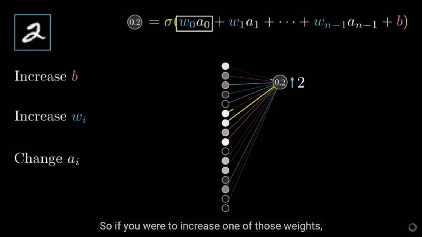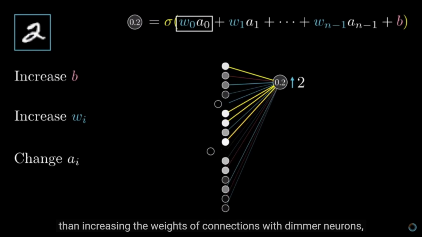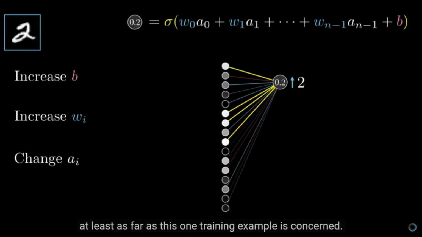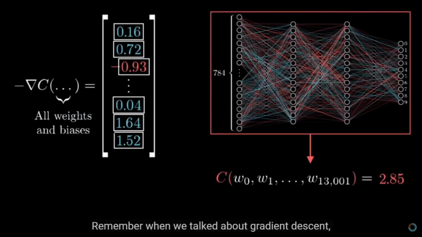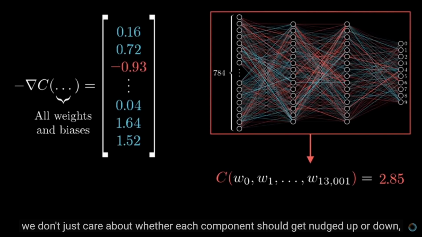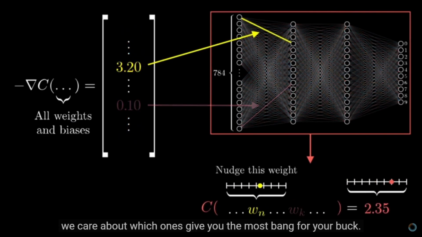So if you were to increase one of those weights, it actually has a stronger influence on the ultimate cost function than increasing the weight connections with dimmer neurons, at least as far as this one training example is concerned. Remember, when we talk about gradient descent, we don't just care about whether each component should get nudged up or down, we care about which ones give you the most bang for your buck.